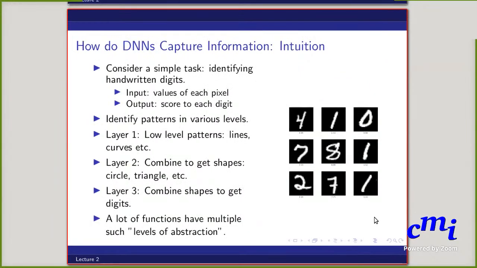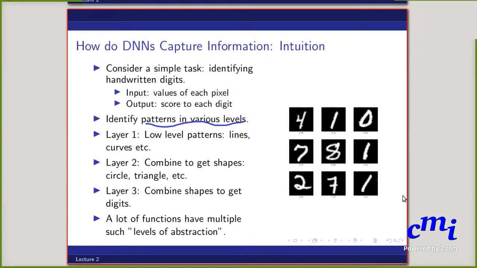Yeah, sure. So I've already talked about some of the things in this slide, but basically the intuition is that each hidden layer is going to identify patterns at various levels of detail. Layer 1 is going to identify low level details, layer 2 is going to combine the lower level details to get some higher level shapes, and layer 3 is going to combine shapes to get digits.